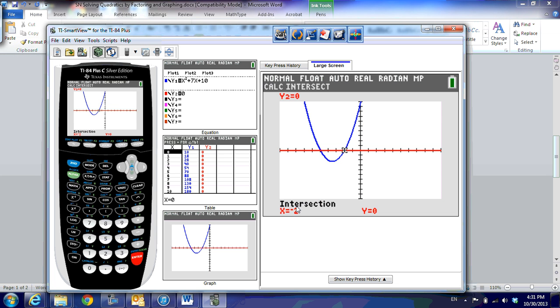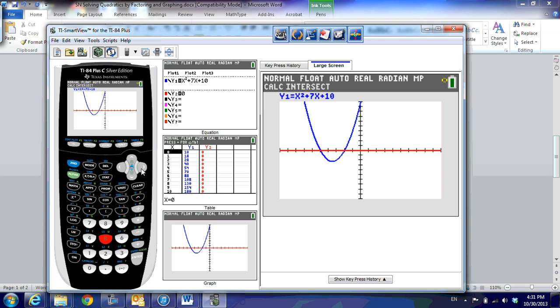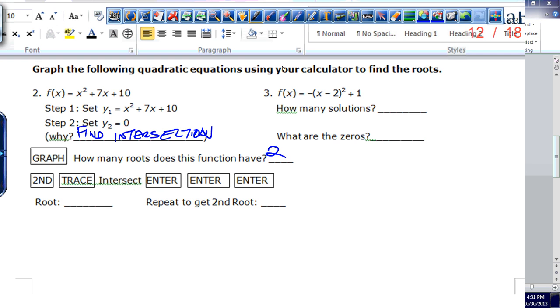Alrighty. So if you weren't watching, let's do it one more time. We'll press second trace. Go down to number 5. First curve, yes, enter. Second curve, yes. And then let's go over to the left this time. Let's find our other 0. So I'll find my other 0 by pressing enter. My intersection is -5, 0. So my two zeros, or my two roots, or my two x-intercepts, or solutions, are -2 and -5.